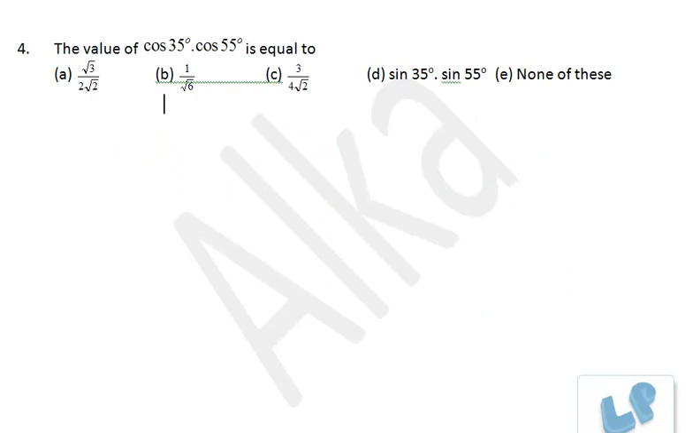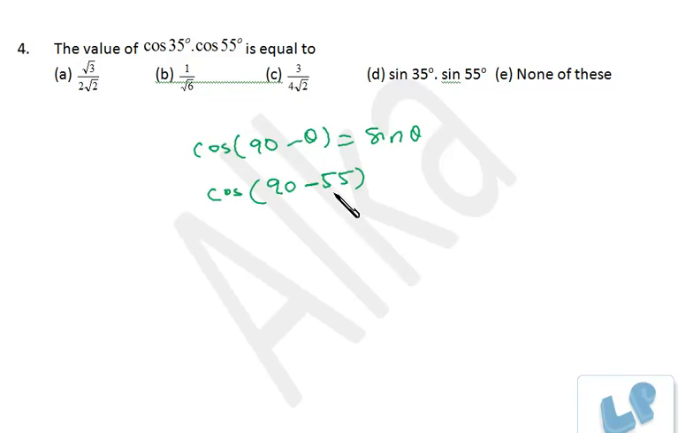Now here, cos 35 into cos 55 is equal to, obviously you cannot calculate the value of 35 and 55. We know 0, 30, 45, 60 and 90 only, right? So among the options we can see this. We have discussed that cos(90 minus theta) is actually sin theta. So see, the 35 can be written as 90 minus 55. So cos(90 minus 55) will be sin 55.